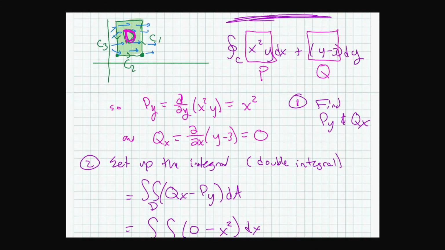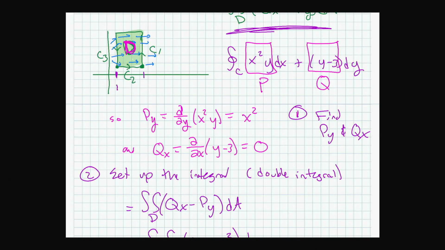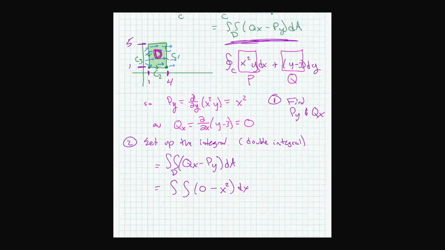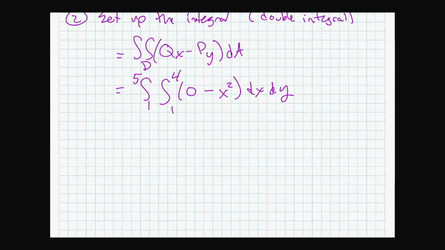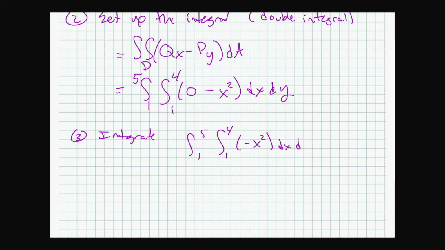Well, what's x? Remember, this was 1, this was 4, this was 1, this was 5. So it's just a box. So the limits for x are simply going to be 1 and 4 for that box. And the limits for y are going to be 1 and 5. So this is a very easy double integral, right? We're going to integrate. So we have integral 1 to 5, integral 1 to 4, this is just negative x squared dx dy.